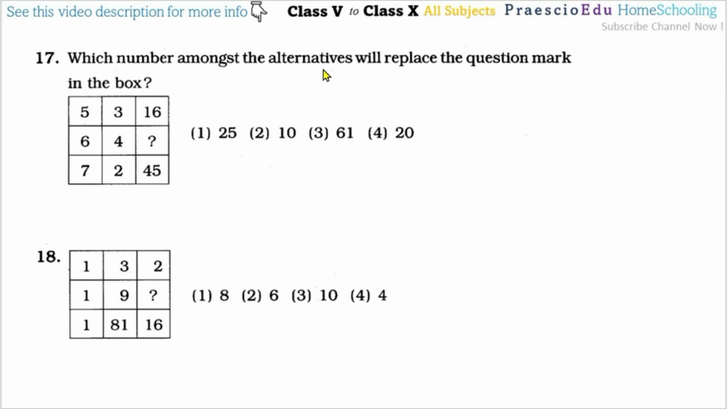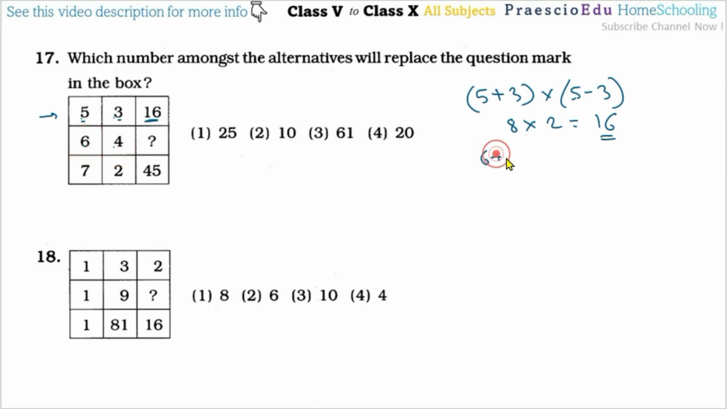Now question number 17. Which number amongst the alternatives will replace the question mark in the box? In a row, there are 5 and 3, and after this the number 16. We will add first: 5 plus 3, and then we make the multiplication with the difference of 5 and 3. 5 plus 3 is 8, multiplied by 5 minus 3, which is 2. So 8 times 2 is 16, and this 16 is present here. Likewise, 6 multiplied by 6 plus 4.